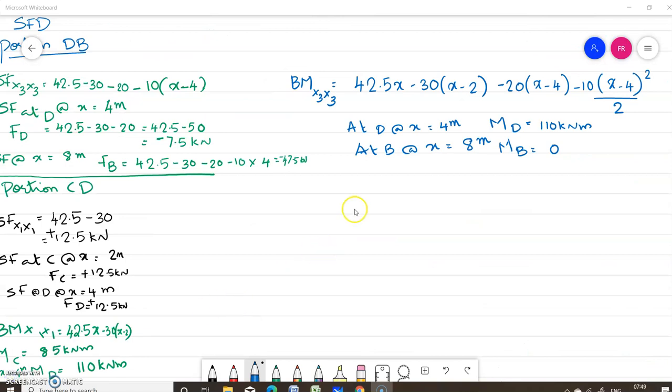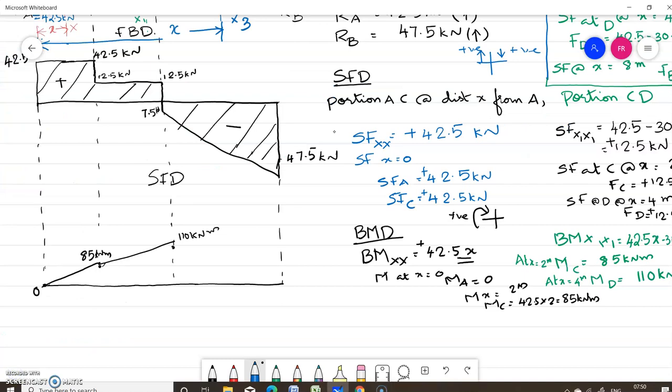Now we can write the equation for bending moment for the section x3 as 42.5 into x minus 30 into x minus 2 minus 20 into x minus 3 minus 10 into x minus 4 the whole square by 2. So when you substitute the value at D at x equal to 4 meter, you will get MD equal to 110 kilonewton meter positive and at B it is equal to 0. Now we can draw the bending moment diagram. So here the variation is parabolic and we can draw it like this. Okay, this is C.